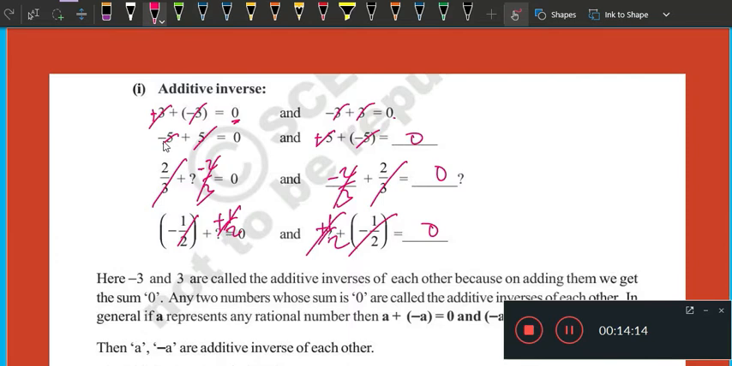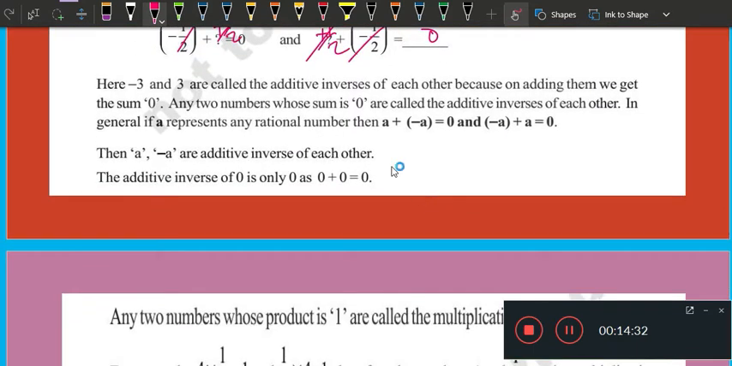Here minus 5 is the additive inverse of plus 5, and plus 5 is the additive inverse of minus 5. Okay students, similarly the remaining also. Here see, plus a and minus a are additive inverses of each other. Okay students, the additive inverse of 0 is only 0, as 0 plus 0 is equal to 0.